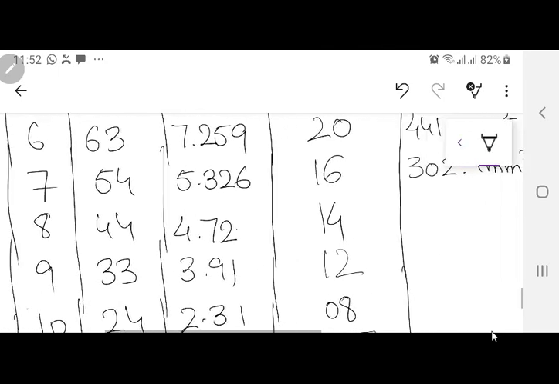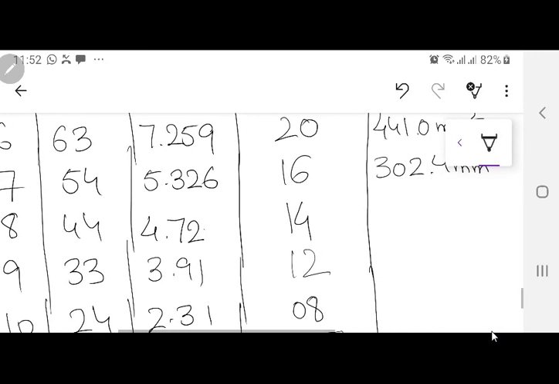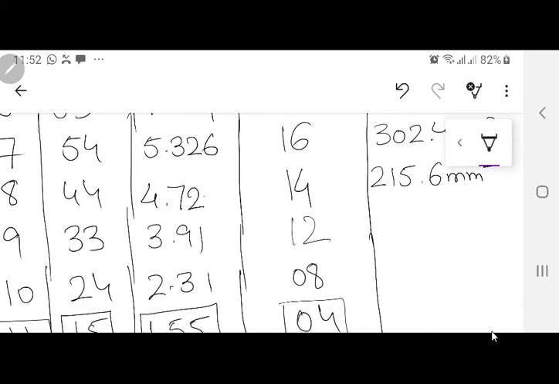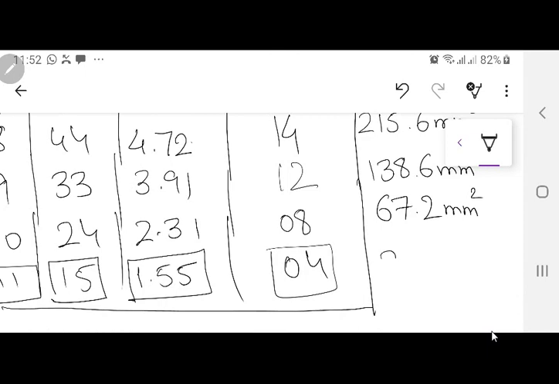For the 8th step please. 215.6 mm square. 9th step 138.6 mm. 67.2. Last one is 21 only.